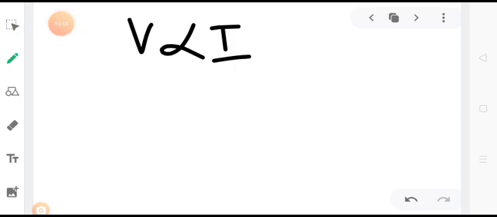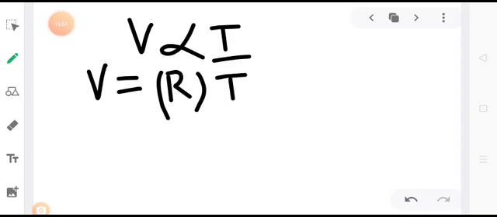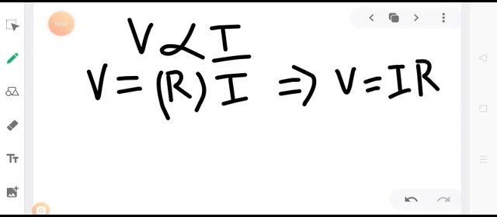Now, as we all know, when we want to replace the proportionality sign with an equal to sign, we have to introduce a constant. So that constant is R multiplied by I, which ultimately gives us the expression V = IR.